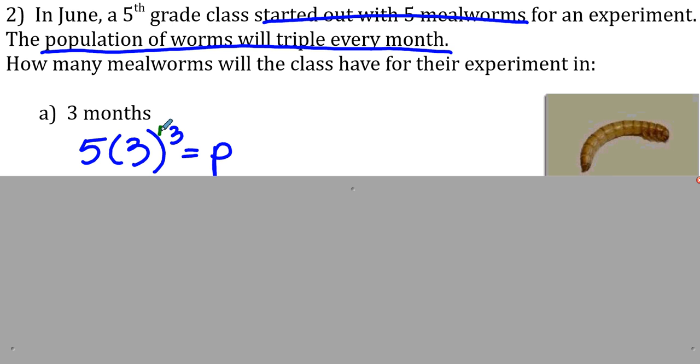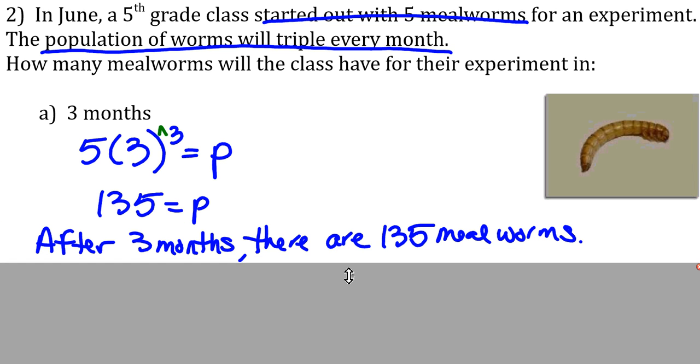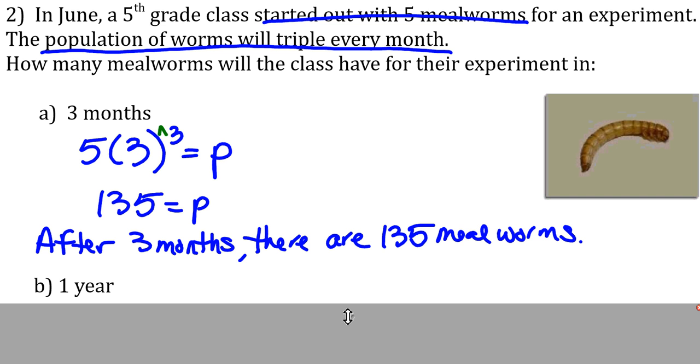And again, use the caret key for the calculator to evaluate that. How many mealworms is it? Well, that's 135 mealworms. Now, after a year, how many mealworms would exist?